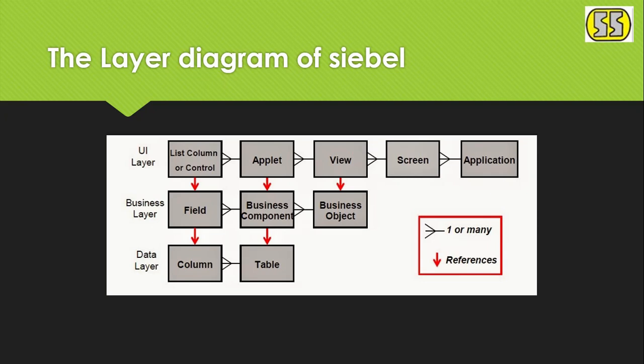Now there is the UI layer. UI layer means whatever we can see in the application, where we will be able to see the applet, the view, the screen, the application. So those things we call the UI layer. So the basic development we have segregated into three different layers: data layer, business layer, and UI layer. Today's topic we are going to cover is the data layer.